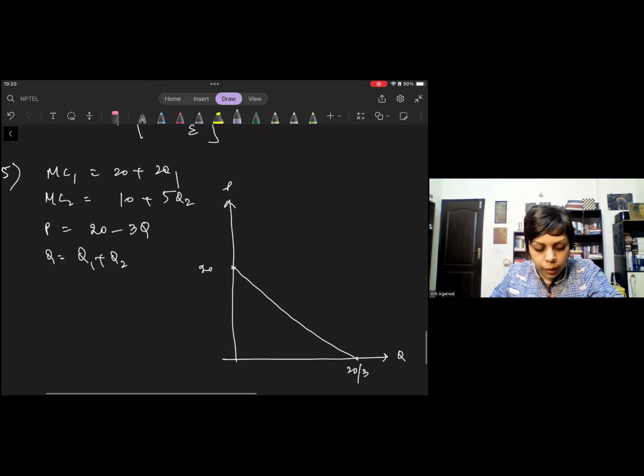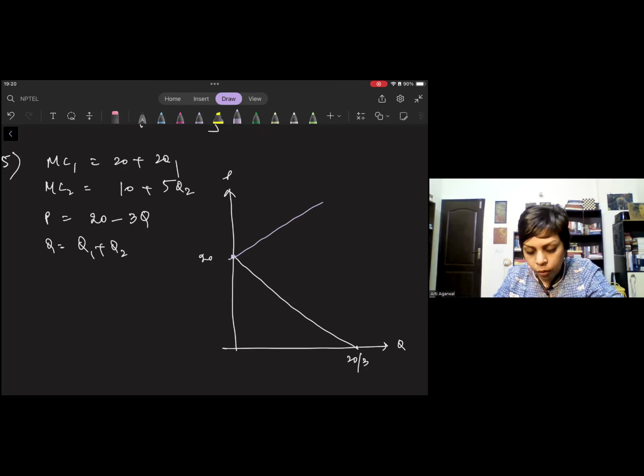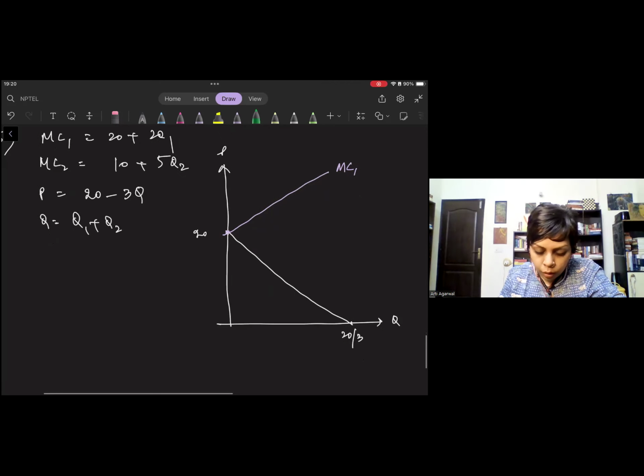So marginal cost of 1 is equal to 20 plus 2Q1, meaning at Q1 equal to 0 itself, it was 20, and then it linearly increases with Q1. So it is something like this. And we take marginal cost 2. At Q2 equal to 0, it is 10. Suppose this is 10. And then it is 10 plus 5Q2, so it goes something like that.